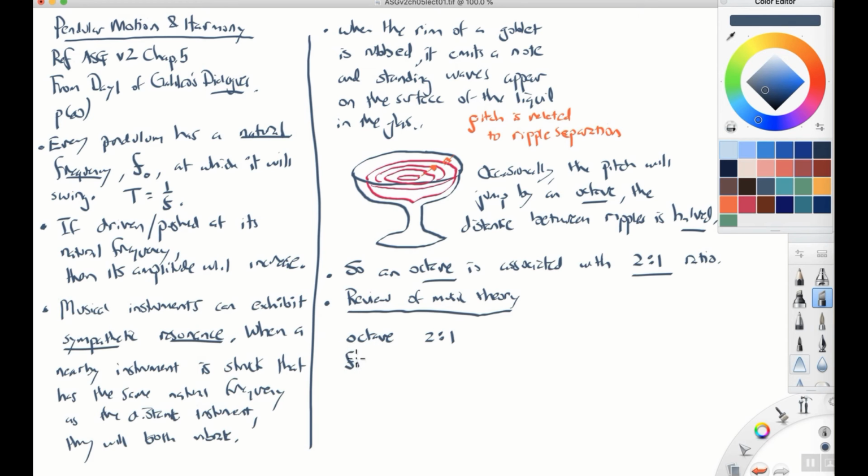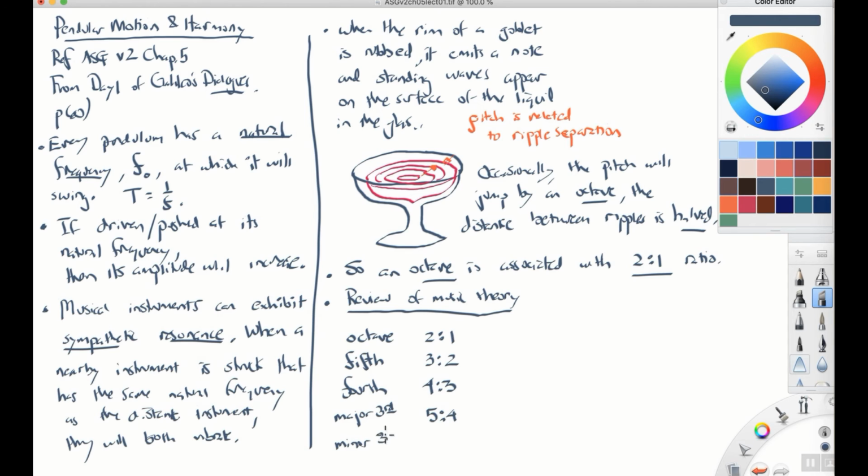Then the term a fifth will come up. By the way, Galileo is himself very interested in music theory. His father was a musician, and he spends a considerable amount of time thinking about the relationship between music and science and mathematics. So the fifth is associated with a 3 to 2 ratio. A fourth is associated with a 4 to 3 ratio. A major third, I'm not a musician, so if I get any of these wrong, please forgive me, is associated with a 5 to 4 ratio. I looked these up recently.